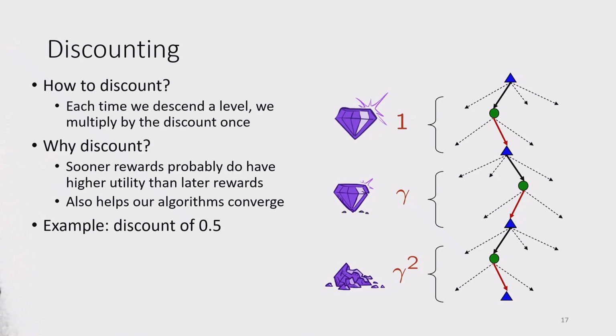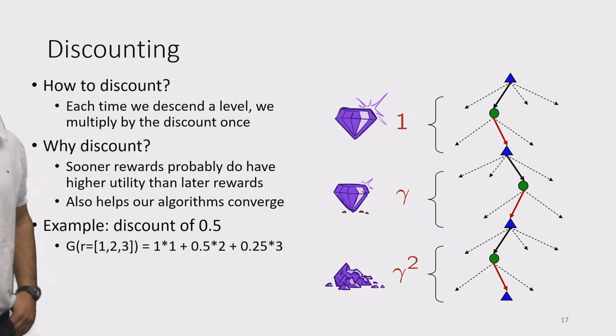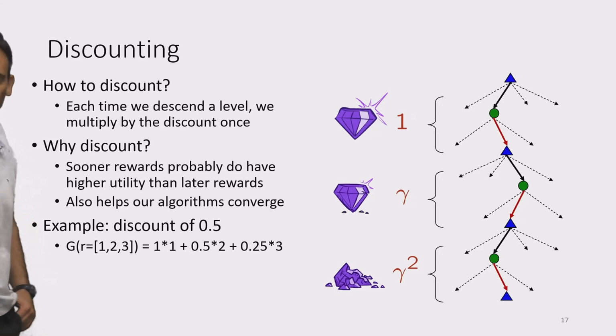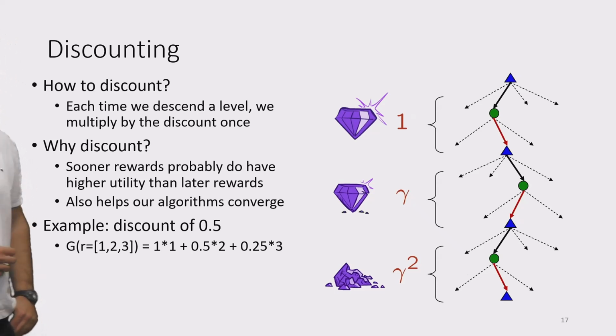So let's look at an example. How would that work? If our discount factor is 0.5, and we observe a reward of 1 at time step 1, a reward of 2 at time step 2, and a reward of 3 at time step 3, then our discounted sum of reward would be 1 plus 0.5 times 2 plus 0.25 times 3.